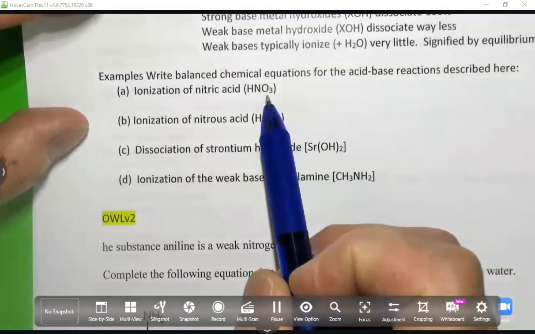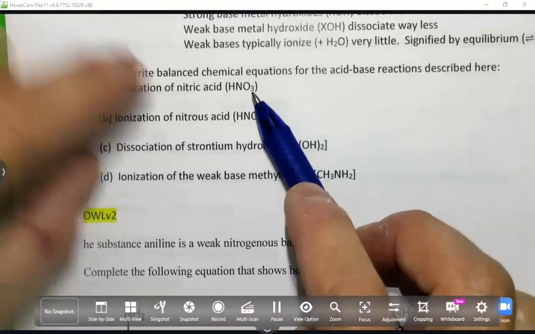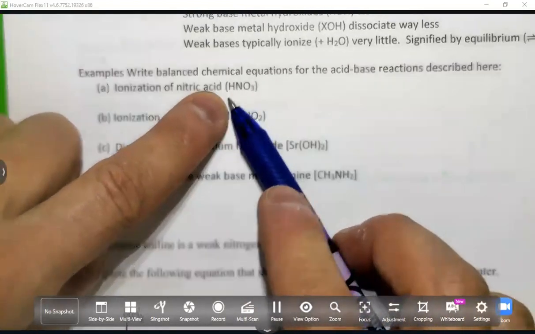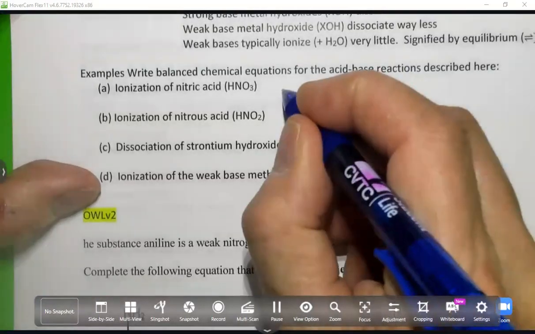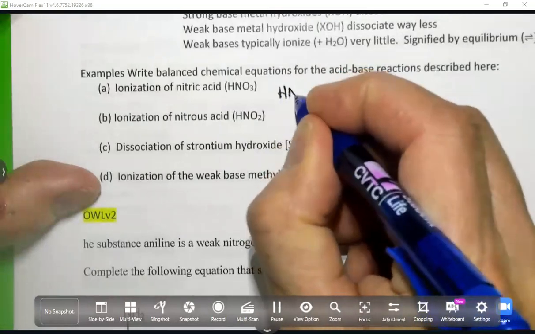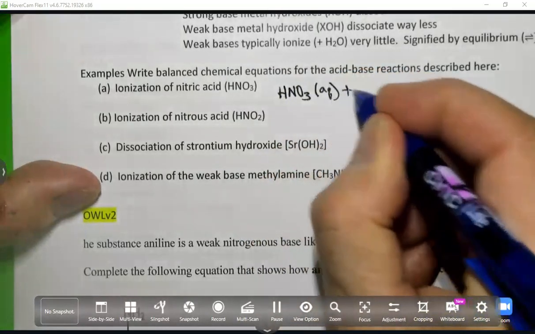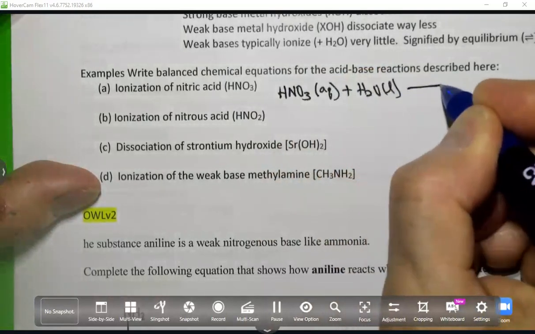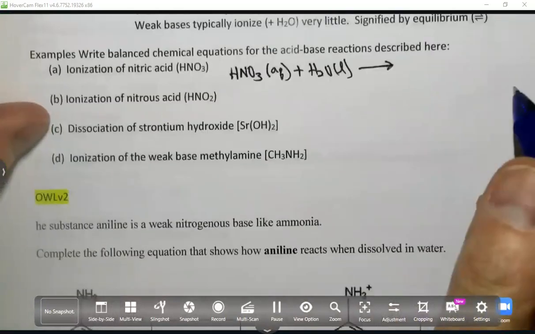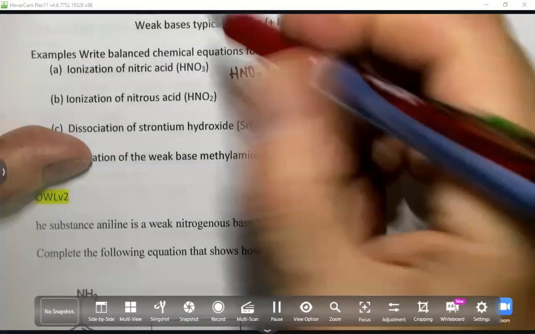HNO3 is a strong acid. How do I know it's a strong acid? Because you have two or more oxygens than hydrogens. And we wrote it out. I don't have it with me today, but we wrote it out like this. And we said that 100% of these hydrogens come off right here.